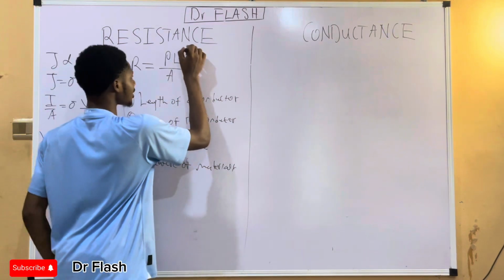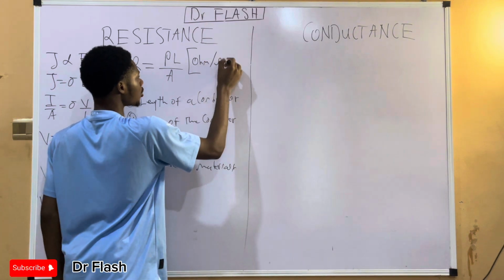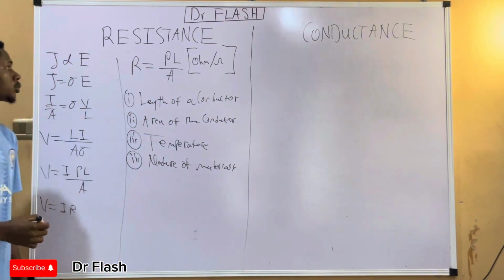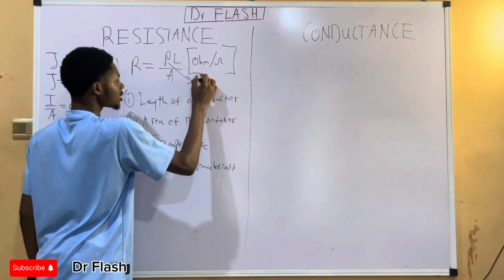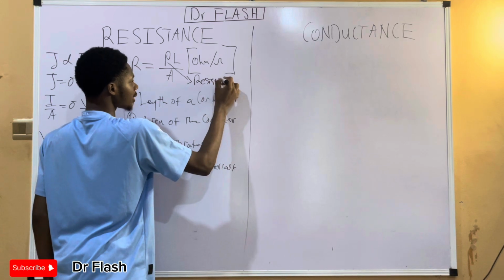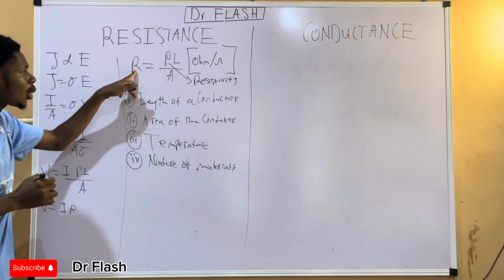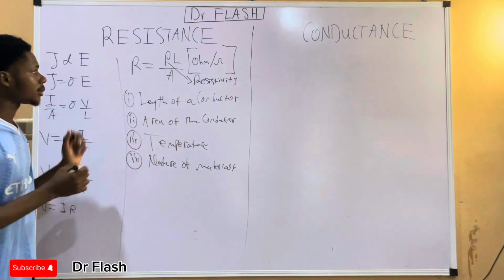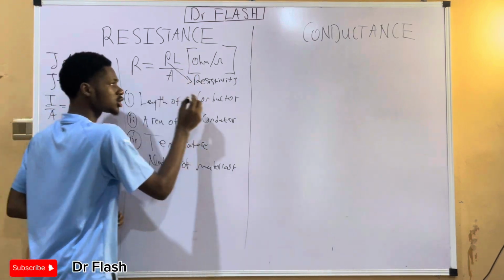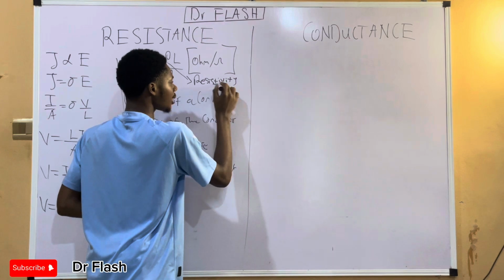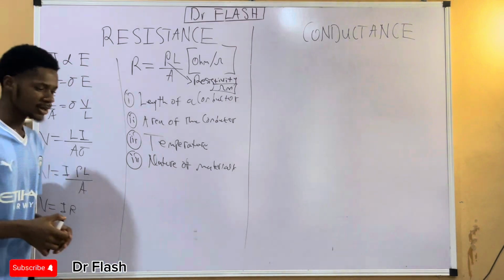Now it's also important to take note that resistance is measured in ohms. Okay, here is the symbol for ohm. Resistance is measured in ohms. And then resistivity, this rho here, is measured in ohm meters. Because you notice that one meter cancels one meter, you will be having meter times ohm. So it's measured in ohm meter. Okay, so resistivity is measured in ohm meter.